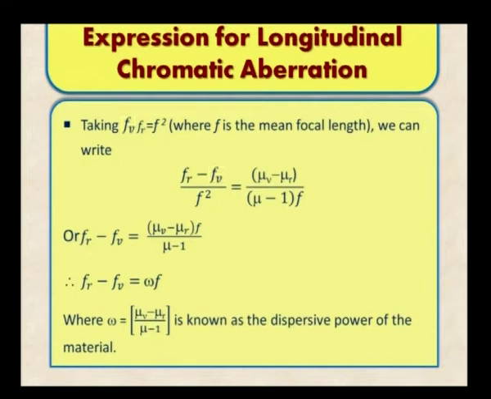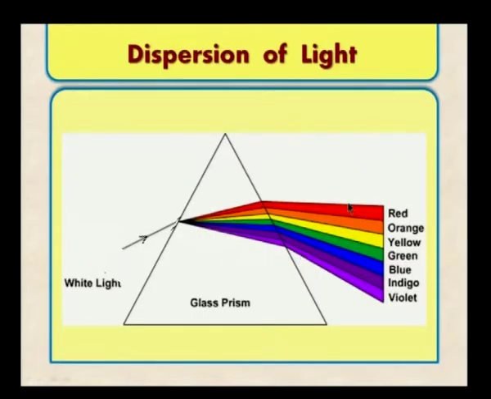So, this omega will be (mu v minus mu r) divided by (mu minus 1). It is known as the dispersive power of the material. The material of the prism, or the material out of which the lens is made, whether it is flint glass or crown glass, will be able to produce a dispersion. The dispersion means what? The angular range between delta r and delta violet, the angular range between the red light and the violet light. What is meant by the dispersion?